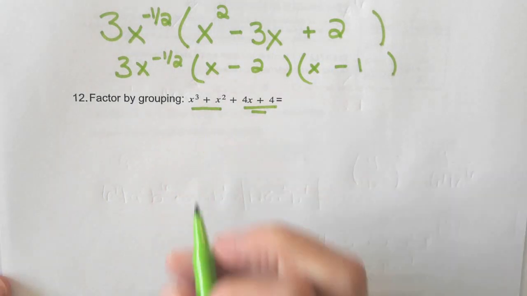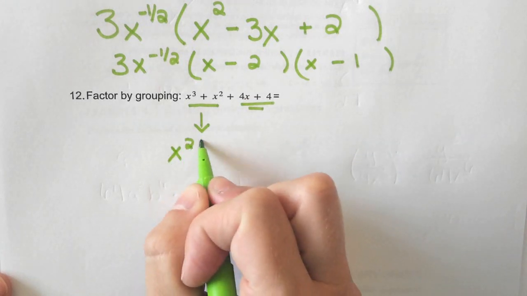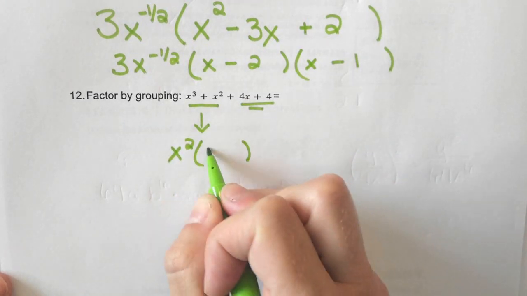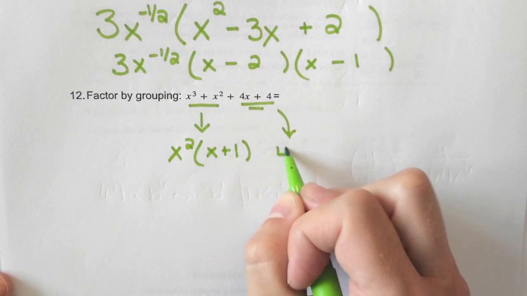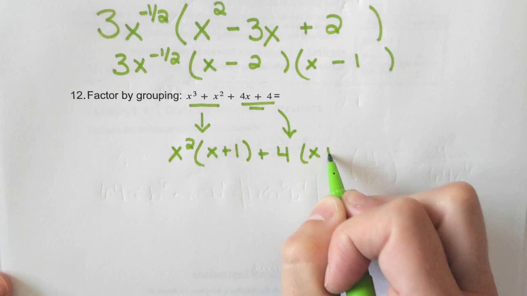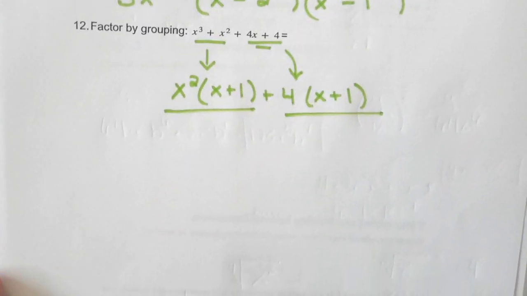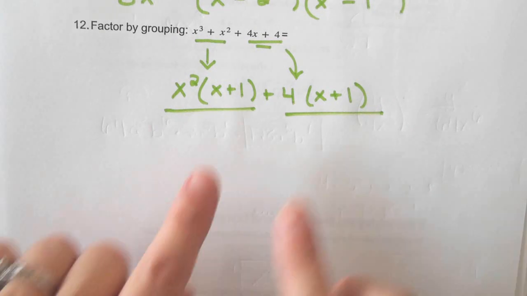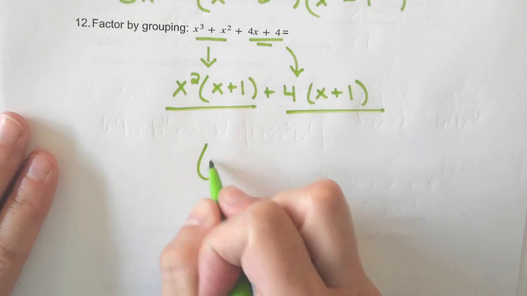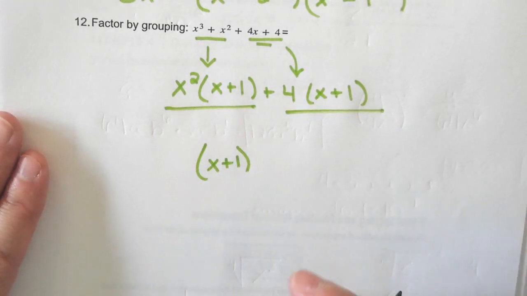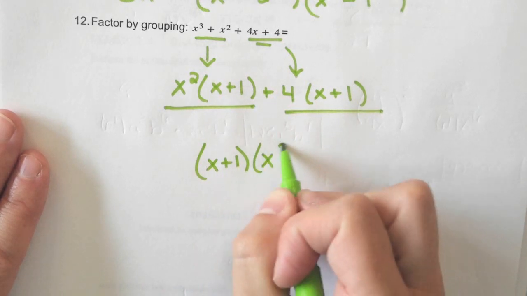So I'm going to start here, and I'm going to pull out what? X squared, and I'll be left with what? You got it. What am I going to take out here? 4, and I'll be left with x plus 1. So again, we think of these as two separate terms, term 1 and term 2. What do term 1 and term 2 have in common? So I'm going to pull an x plus 1 out front because they have that in common. What are my leftovers? X squared plus 4.